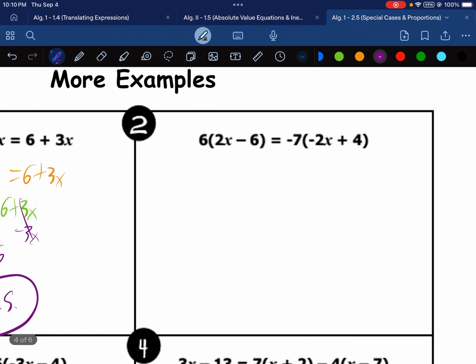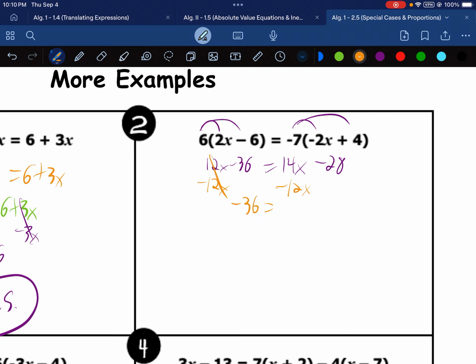Number 2 here, we distribute the 6 on the left, and we get 12x minus 36. On the right, we distribute negative 7 and get positive 14x minus 28. Subtract the smaller variable, and we get minus 12x. And we get negative 36 equals 2x minus 28. Add 28 to both sides, and we get negative 8 equals 2x. Dividing by 2 results in x equaling negative 4.